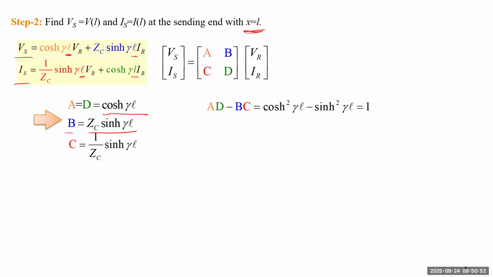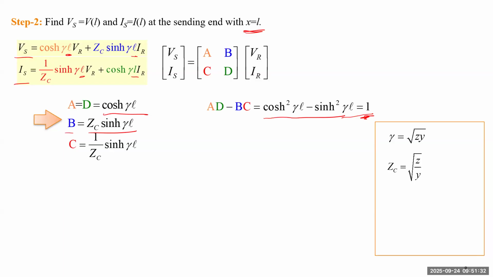If you calculate the determinant, which is equal to AD minus BC, that will become just cosh squared minus sinh squared. Based on the hyperbolic function identity, you know this one is exactly 1. Which means the line is still passive. Even when we consider distributed parameters, because for each small segment we take a pi or gamma model, which guarantees the passivity of the line, the entire line is still passive. There's no internal source anywhere.